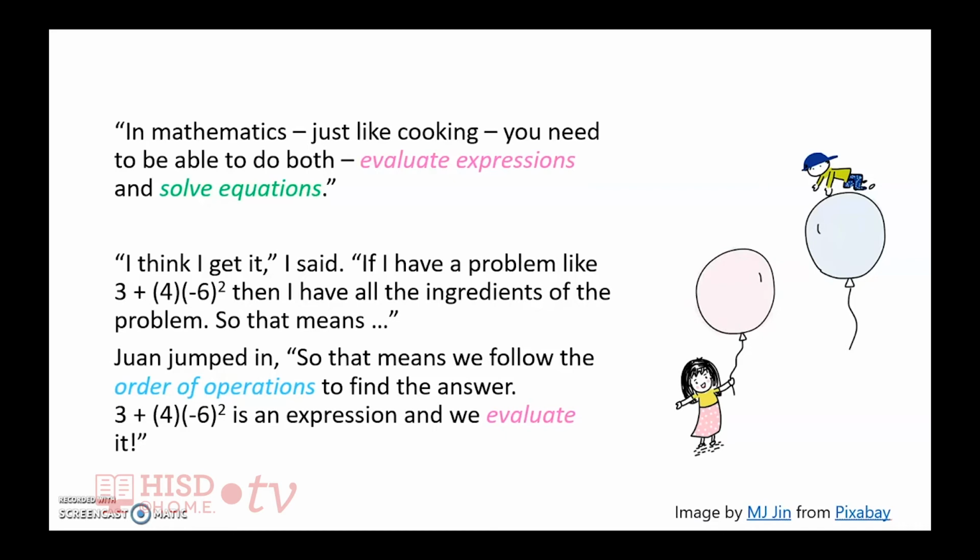"I think I get it," I said. "If I have a problem like 3 plus 4 times the quantity of -6 squared, then I have all the ingredients of the problem. So that means, oh, John," and then Juan jumped in. "So that means we follow the order of operations to find the answer. 3 plus 4 times the quantity of -6 squared is an expression, and we evaluate it."